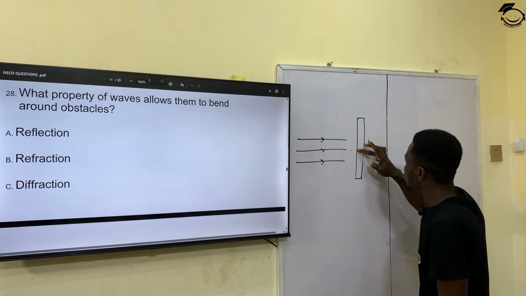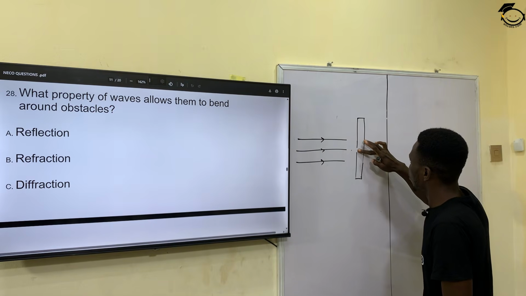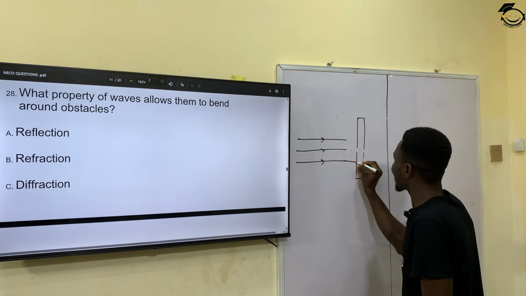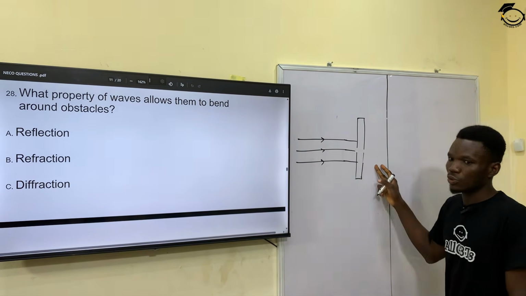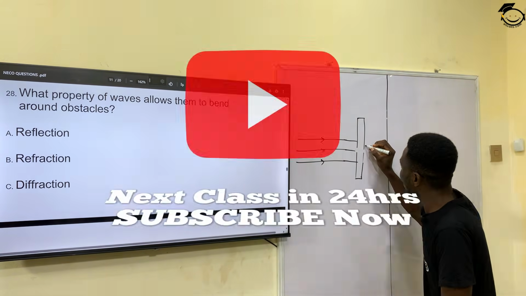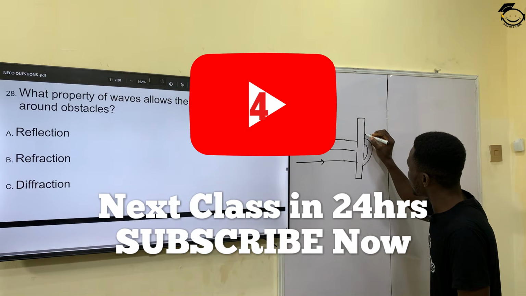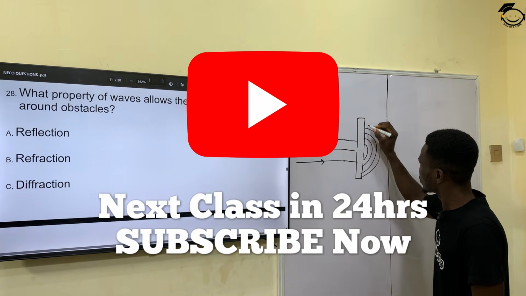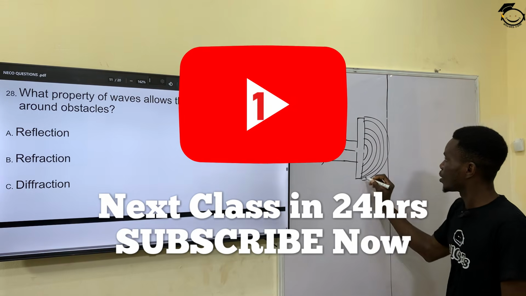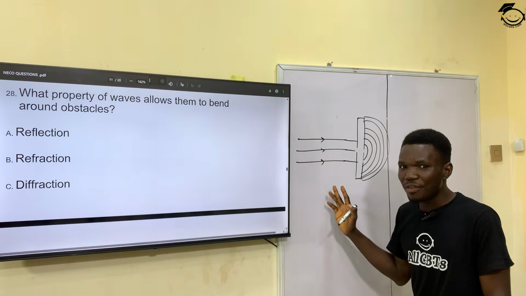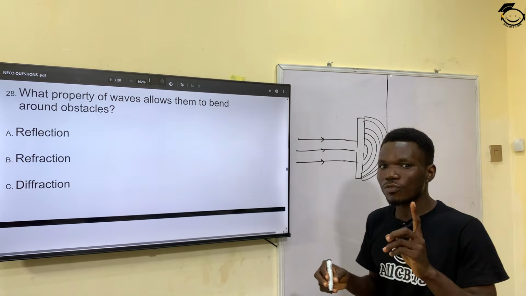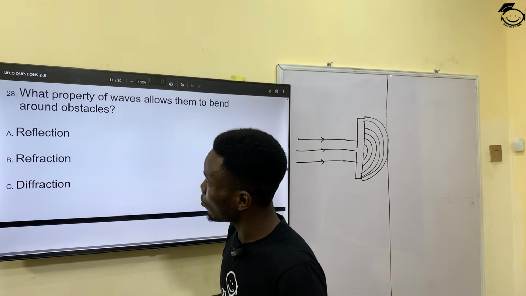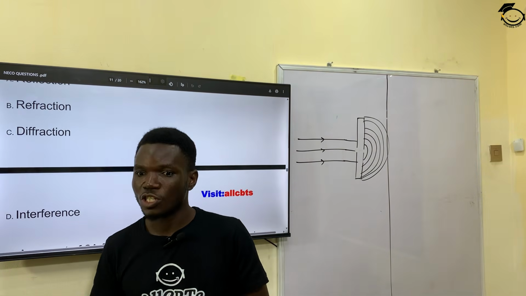So if I put a small aperture on this thick block, immediately these rays of light hit this block, they won't just pass through. Instead, they are going to bend around it and form this form of wave around it. So the ability of wave to bend when they hit an obstacle is called what? The diffraction of wave. So the correct answer to that question is option C.